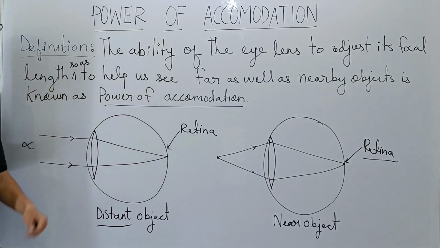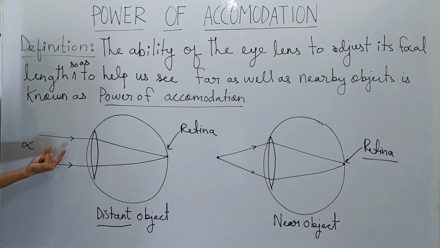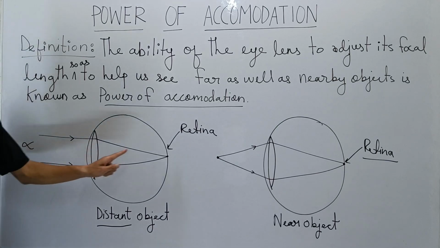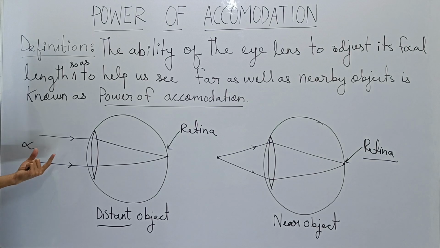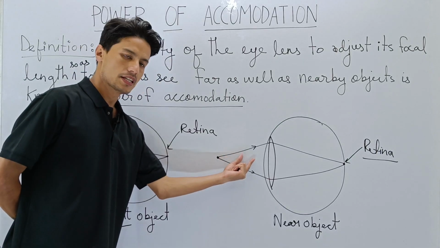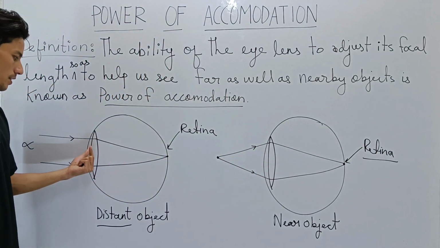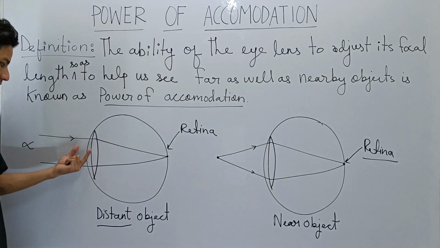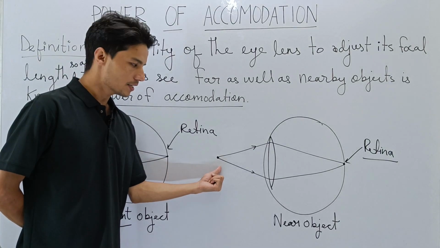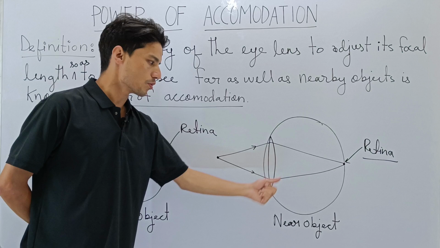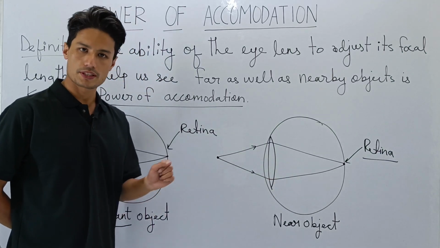So this is called power of accommodation. Power of accommodation is simply the ability of the eye lens to adjust its focal length so that it helps us see far objects as well as near objects. This flexibility of the eye lens to accommodate, to receive light coming from far objects as well as near objects, is known as power of accommodation. I hope it is clear.